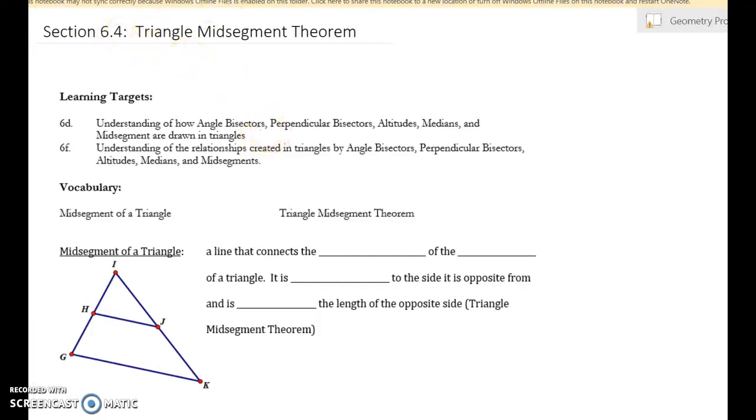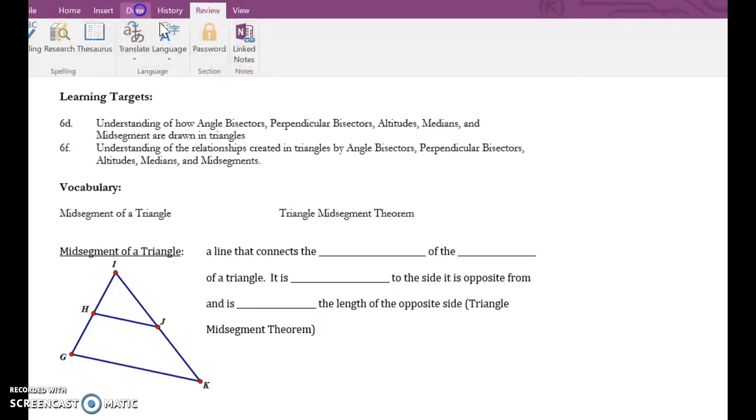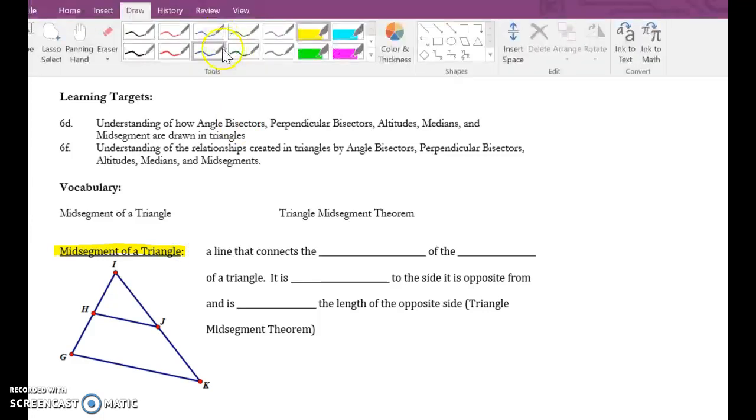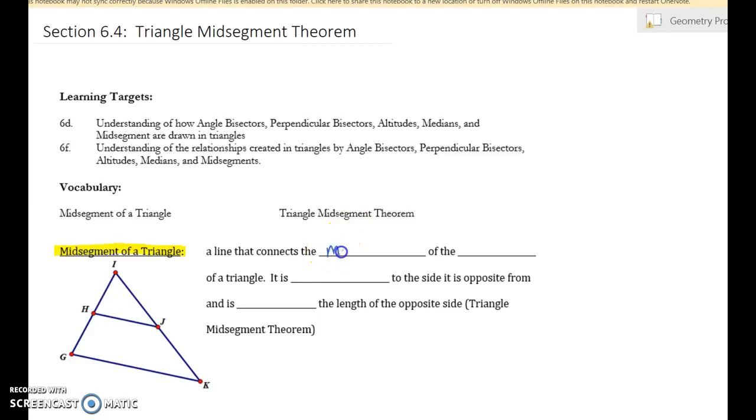Alright, what we're working with today is mid-segment of triangles. You should have already learned some of the vocabulary from the video, but let's highlight mid-segment. It's a good vocabulary word. A mid-segment of a triangle is a line that connects the midpoints of the sides of a triangle. So this right here is a mid-segment.